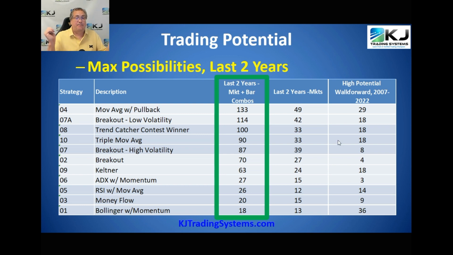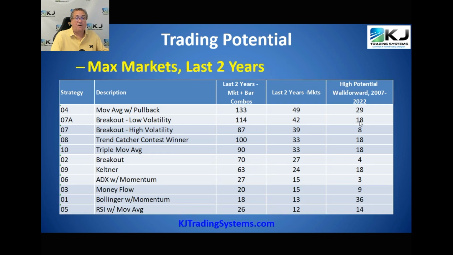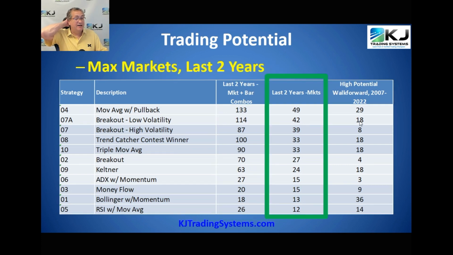Now, a lot of people just look at markets. They don't care about bar sizes. They say, hey, what markets does the strategy work with? So I sorted by which ones worked in the most markets. And again, the moving average with pullback worked in the most markets, 49 overall. A couple were in the 30s, not bad. And then the RSI happened to be the worst. Okay, so that's just over the last 2 years. And that measure isn't necessarily a measurement of profit. It's more of robustness. It's something I teach in my class. You're looking for robustness during a 2-year test.